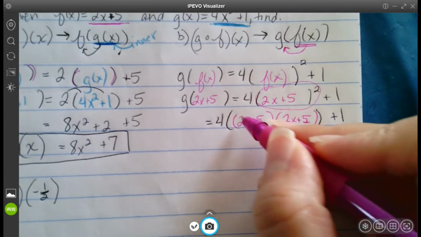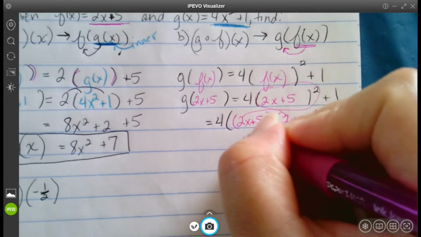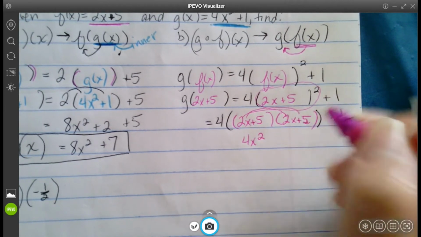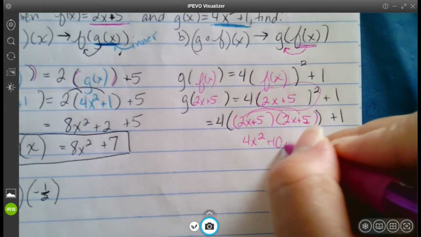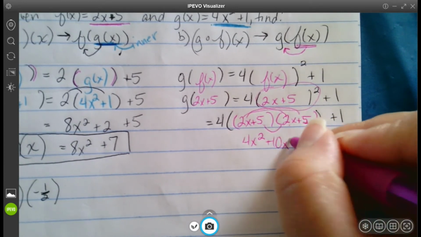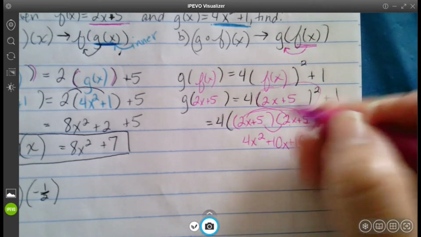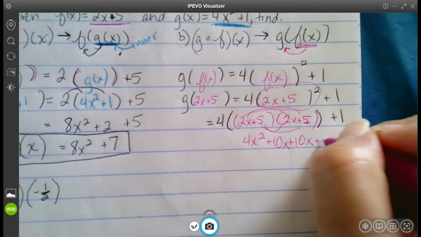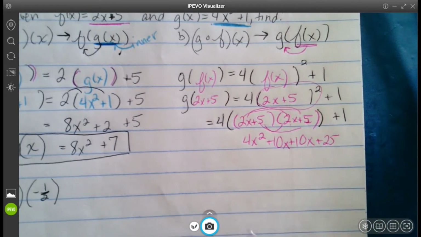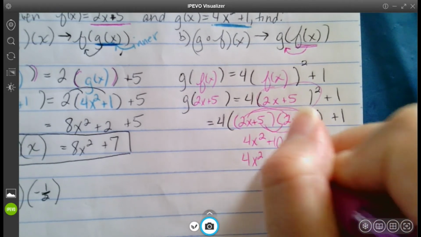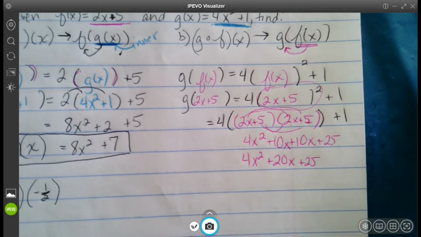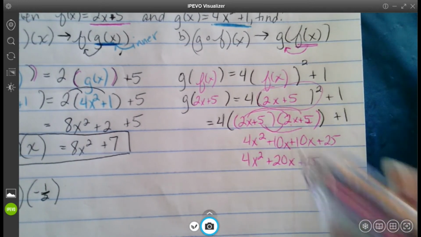So for the FOIL, we're going to have 2x times 2x, which is 4x squared. And then we have the outer, so 2x times 5 is 10x. Then the inner, 5 times 2x, is also 10x. Okay, and then 5 times 5 is 25. And I'm going to go ahead and combine the middle terms. So that would be 4x squared plus 20x plus 25. And now I'm going to go ahead and bring everything else down. That way I don't have to carry so much stuff.